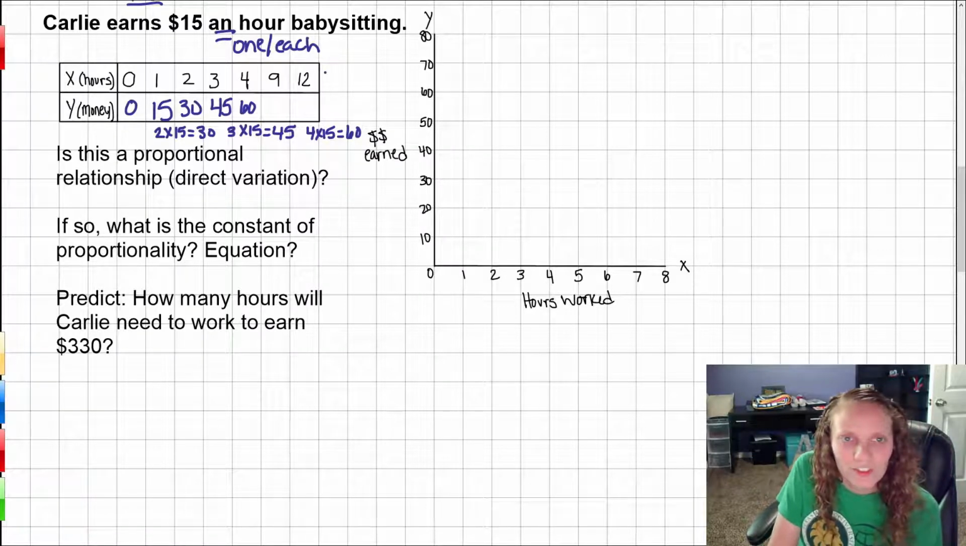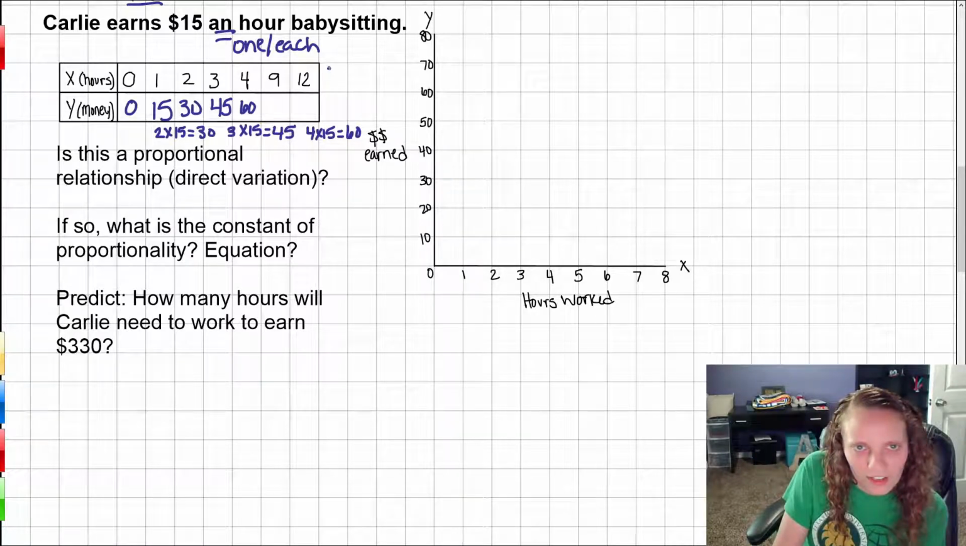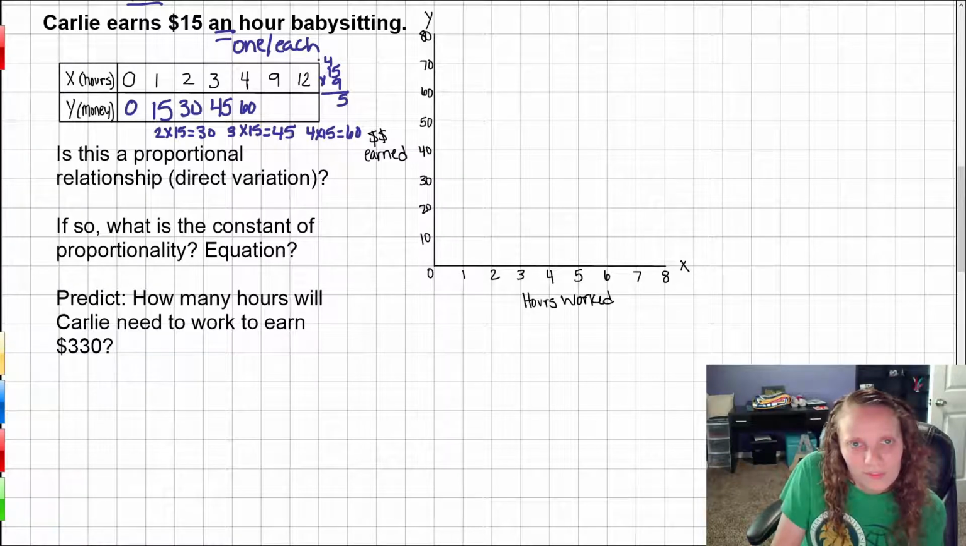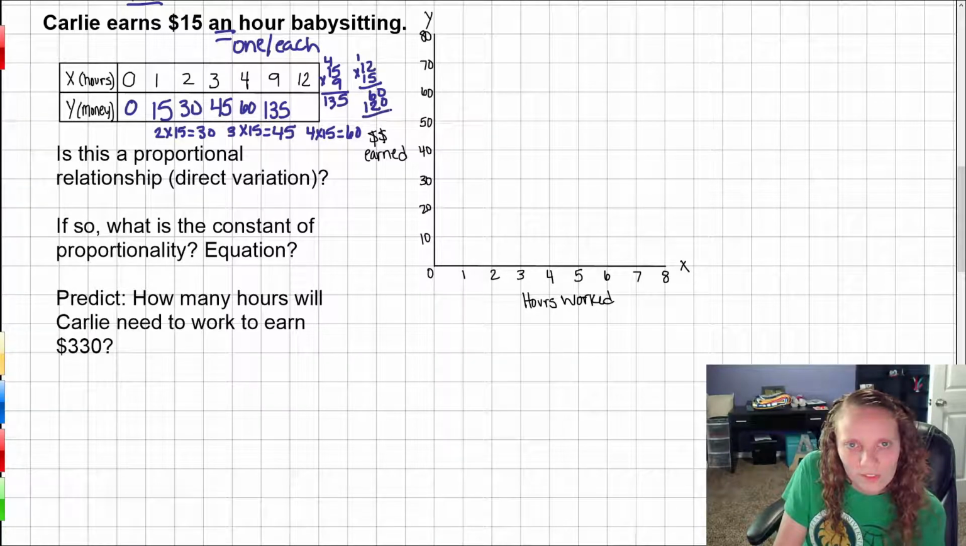Okay, we're going to do the same thing for 9. You notice it kind of skipped a few numbers, which is fine. 15 times 9 is 135. And then for 12 hours. And then add these up. And that's $180.